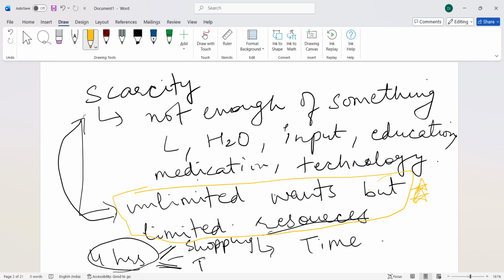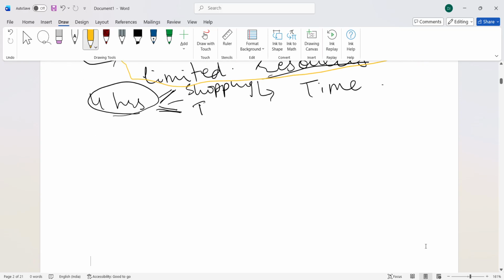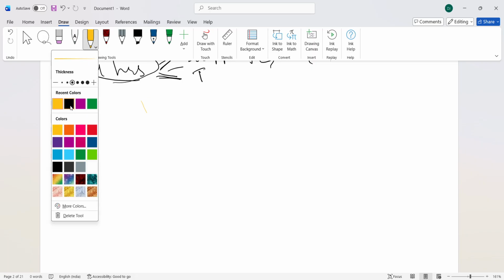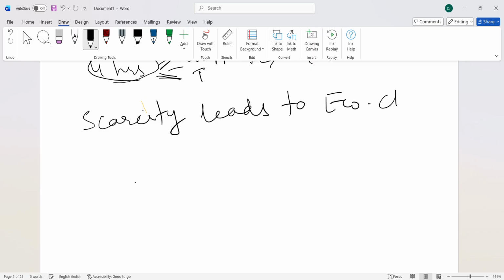Now this scarcity leads to what? If things are scarce, if I have scarcity in terms of time and in terms of income, what will I do? I will make economic choices. So this scarcity leads to what we call in economics economic choices. Economic choices basically mean I'll do a trade-off.